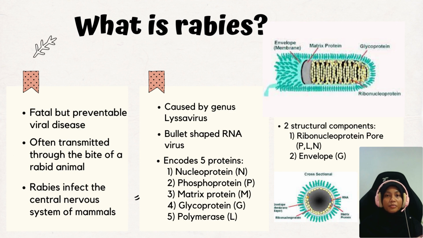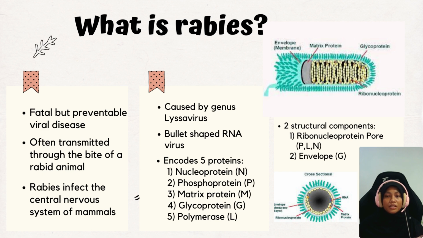Rabies is a fatal but preventable type of zoonotic viral disease originating from mammals or rabid animals and often transmitted through the bite of a rabid animal. It can infect the central nervous system of mammals, where the virus enters the brain and causes inflammation. Rabies is caused by the genus Lyssavirus, one of the animal viruses in the Rhabdoviridae family with a distinct bullet shape.